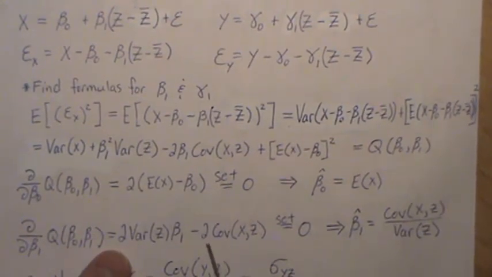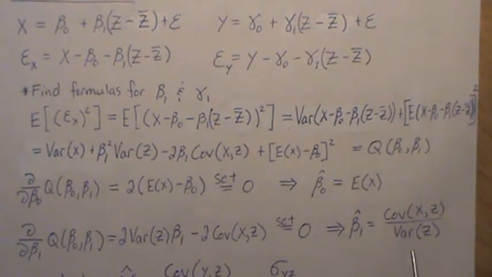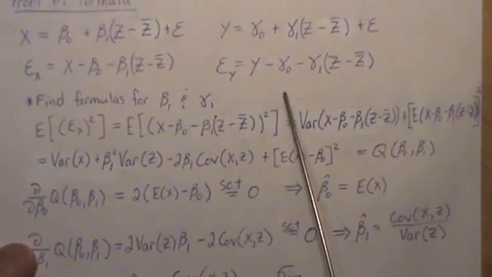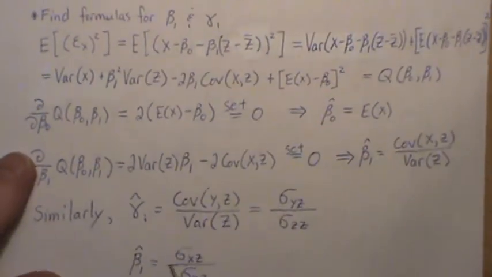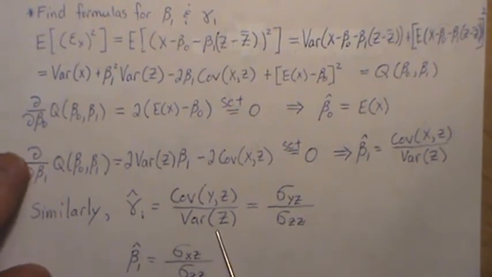Divide by 2. Add that over, divide by that. We get beta 1 is the covariance of x and z divided by the variance of z. Now we could do the same thing for gamma 1, and we would get this: the covariance of y and z divided by the variance of z.